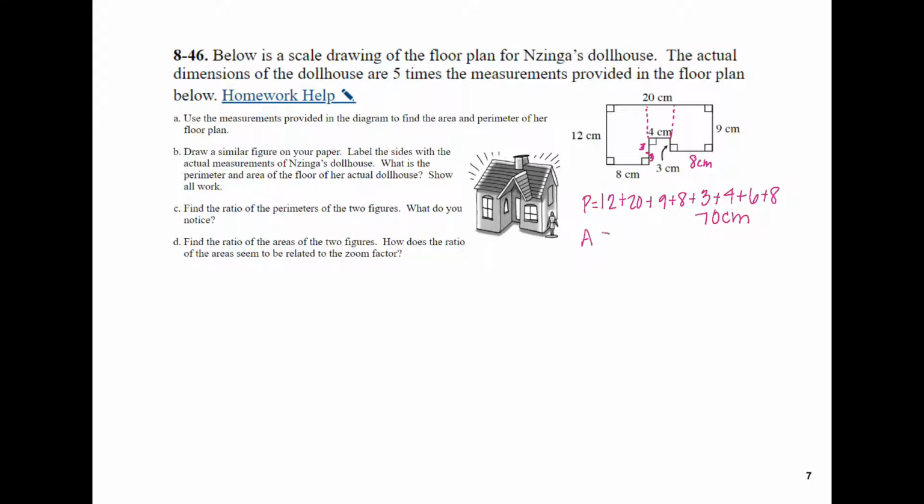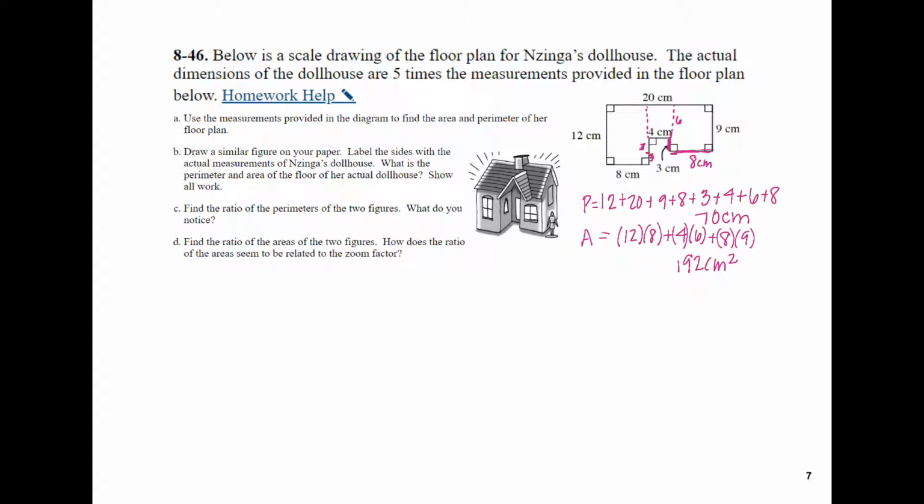When we find the area, we can take the area of the smaller pieces. So we have 12 times 8 plus 4 times 3. So this dimension, if we subtract this 3 from 9, gives us 6. So 4 times 6 plus our last side is 8 times 9. When we multiply those together and add them all up, we get an area of 192 centimeters square.